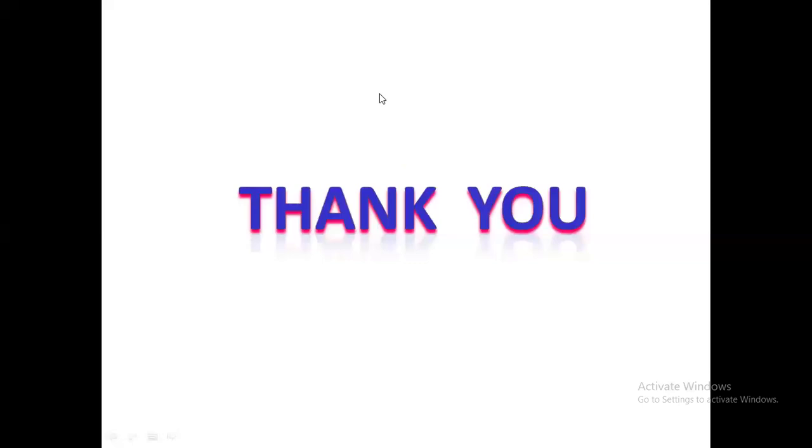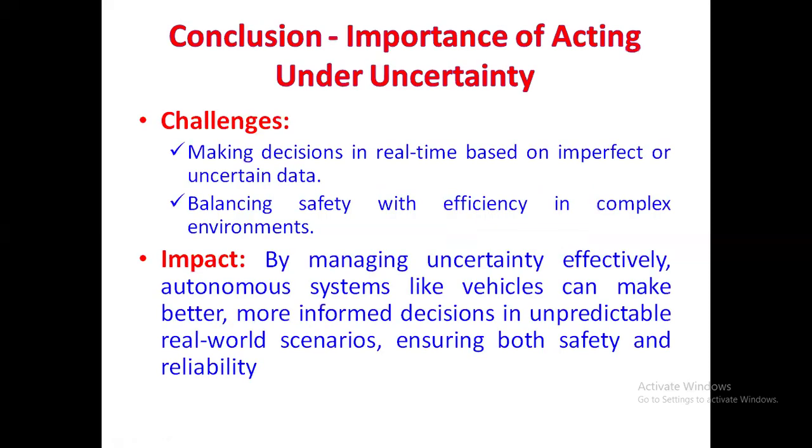Coming to the conclusion, we are seeing the importance of acting under uncertainty. The first one: challenges. Acting under uncertainty presents several challenges. First, autonomous systems must make decisions rapidly, often with incomplete or noisy data. Second, the vehicle must balance safety, for example avoiding accidents, with efficiency, for example maintaining speed and minimizing delays in dynamic and uncertain environments. This becomes even more complicated when multiple uncertainties exist simultaneously.